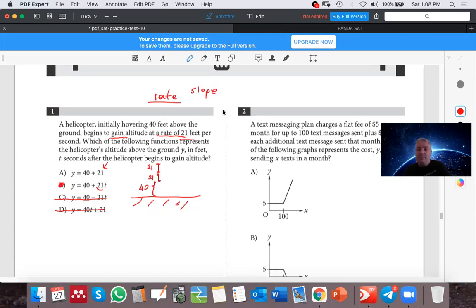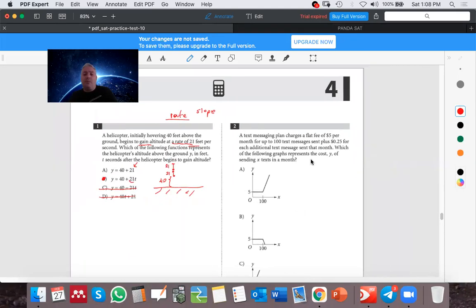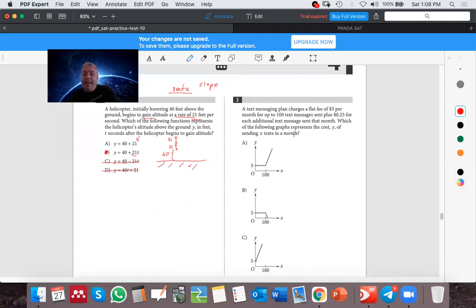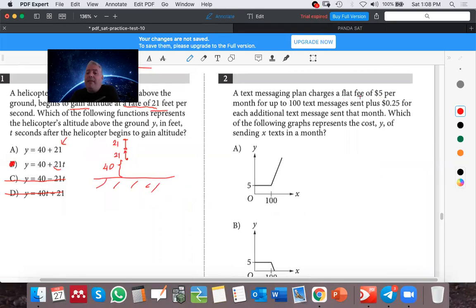This explanation is enough. Now, when we look at question number 2, it says that a text messaging plan charges a flat fee. Flat means you may think like a horizontal line, not changing, of $5 per month for up to 100 texts. So if you send 1 text, 2 texts, 3 texts, or up to 100 texts, you are paying $5. And then plus, over 100 text messages, you are paying 0.25 for each additional one. Which of the following graphs represents this?